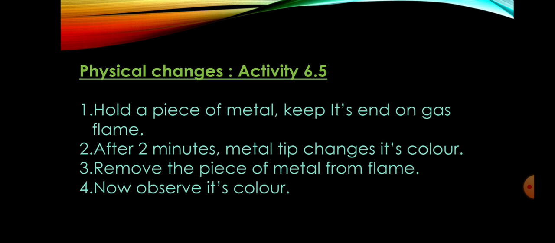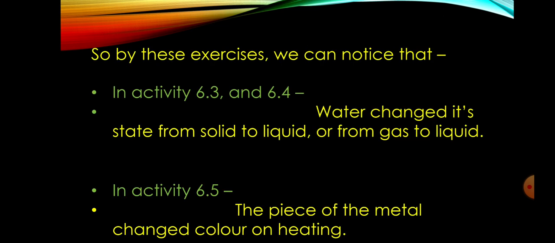Now physical changes, activity 6.5. Hold a piece of metal and keep its end on a gas flame. After 2 minutes, the metal tip changes its color. Remove the piece of metal from the flame and observe its color. The color will be the same as it was before flaming it. By these activities, we can notice that in activities 6.3 and 6.4, water changed its state from solid to liquid, or from gas to liquid. In activity 6.5, the piece of metal changed color on heating.